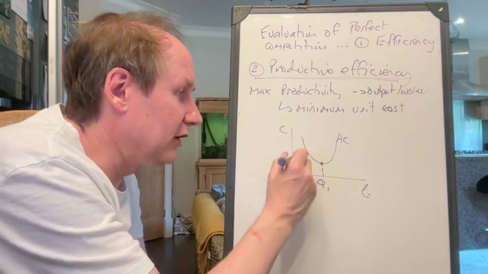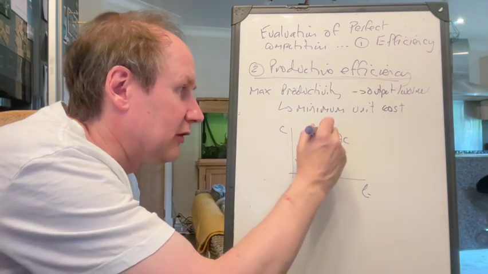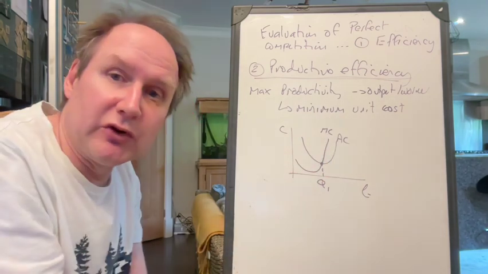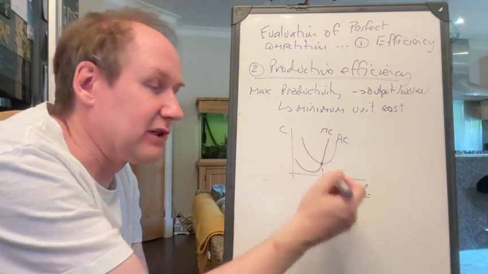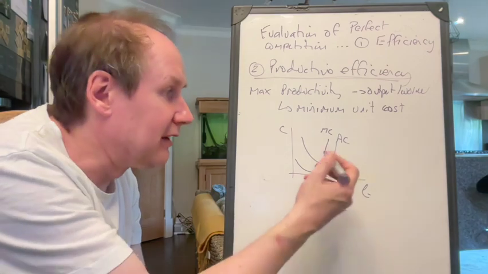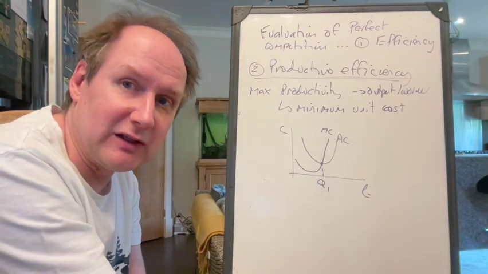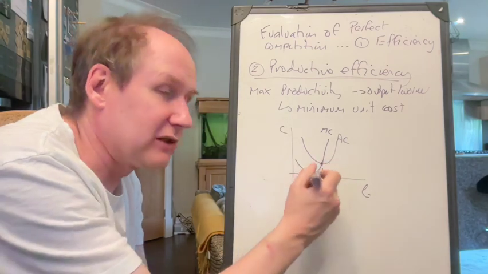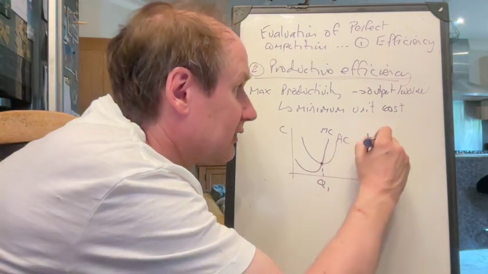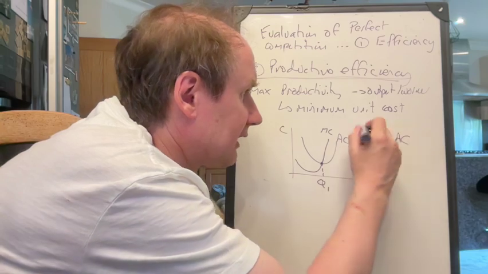And that we know from what we did on costs. Marginal cost cuts the minimum point of the average cost curve. Before that point, MC is lower than AC, so AC is falling. After that point, MC is above AC, so AC is rising. So the productively efficient output is the minimum point of the average cost curve. That's where MC equals AC.